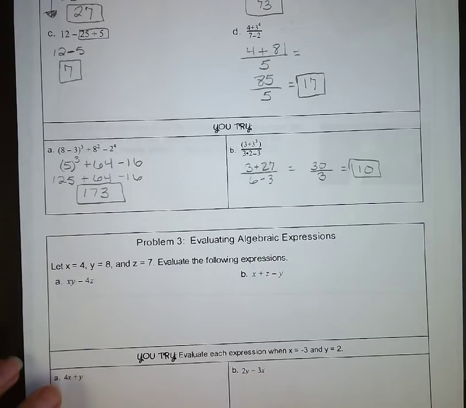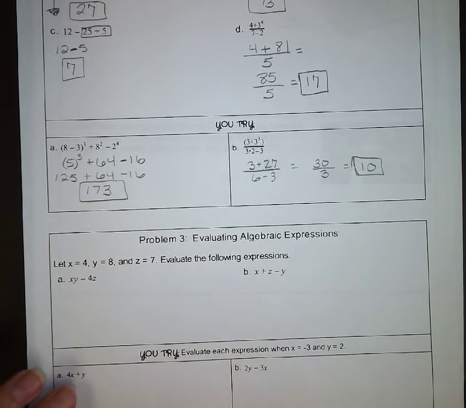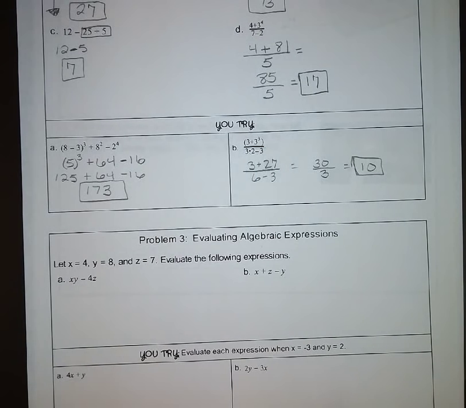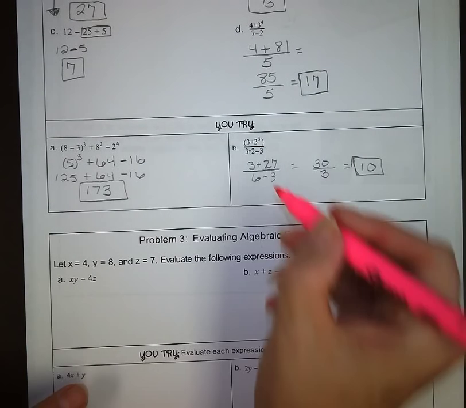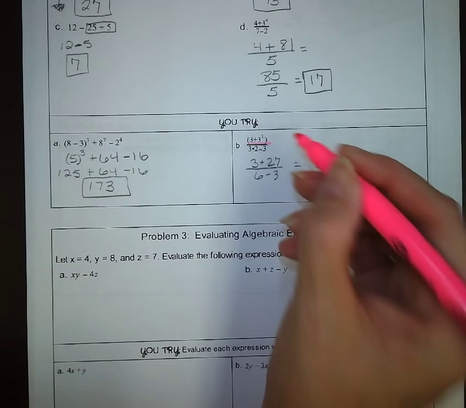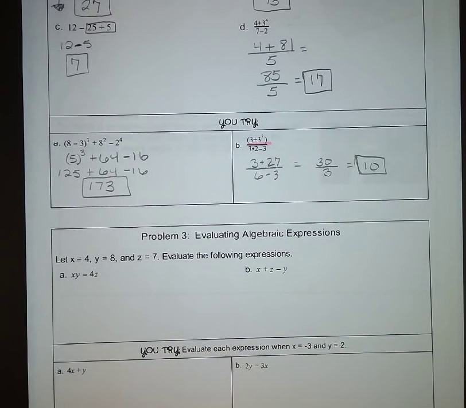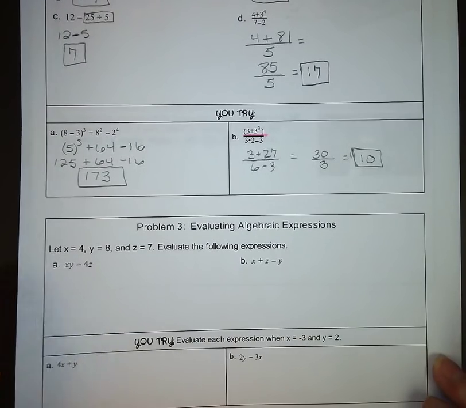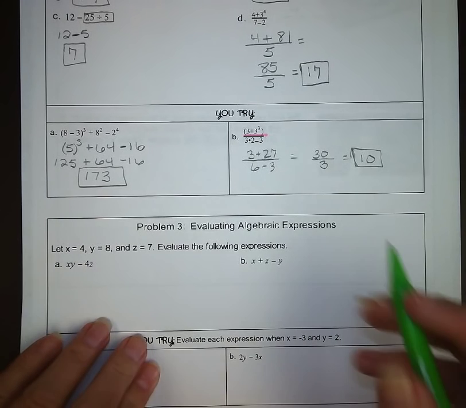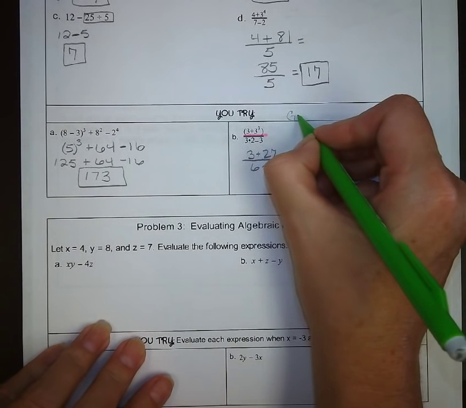Now, I do want to point out one thing. Whenever you see these fractions, guys, we can think of that fraction bar as a grouping symbol, like parentheses. So we would simplify what was above the fraction bar first, simplify what was below the fraction bar, and then do your division. So think of the fraction bars as being a grouping symbol like parentheses.